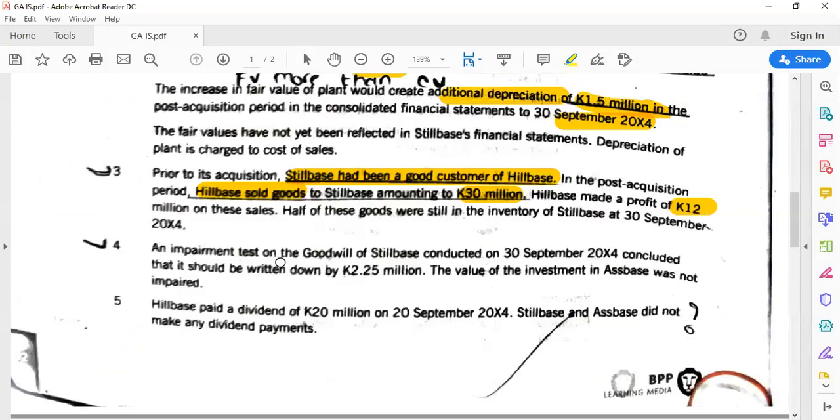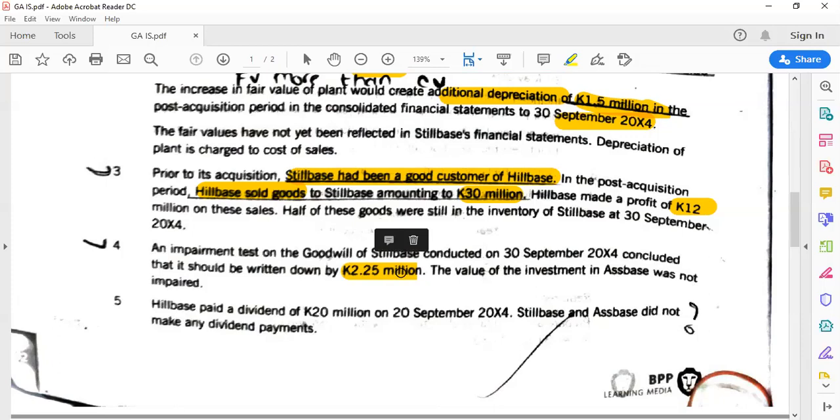We've been told an impairment test on the goodwill of steel base conducted on 30 September 2024 concluded that it should be written down by how much? 2.25 million. Okay, so the impairment loss of goodwill. So the value of the investment in associate was impaired. Okay, we don't care that much. So this 2.25 million, remember when we go back to our working there, in the income statement we are going to treat it as what? As an operating loss. Have you seen? Okay, this is a loss, it's an operating loss.